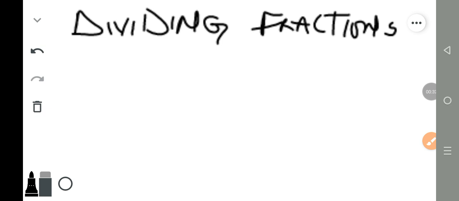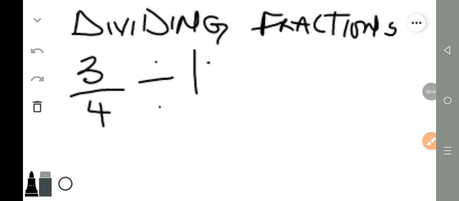Let's get right into it. First, what does dividing fractions mean? When you divide, you are asking how many times a number fits into another. For example, with 3 over 4 divided by 1 over 2, you are simply asking how many halves are inside 3 quarters.